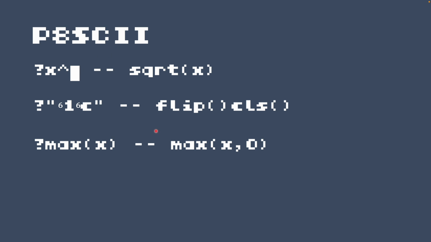So for example, these come from a tweet from Zep, Pico-8's creator, and these are some shorthand for the square root, flip, and CLS, something we saw earlier with the flip, and for max, that will again save you a good few characters. So it's really worth digging into the documentation on this sort of stuff if you really want to squeeze every character possible out of your Pico-8.